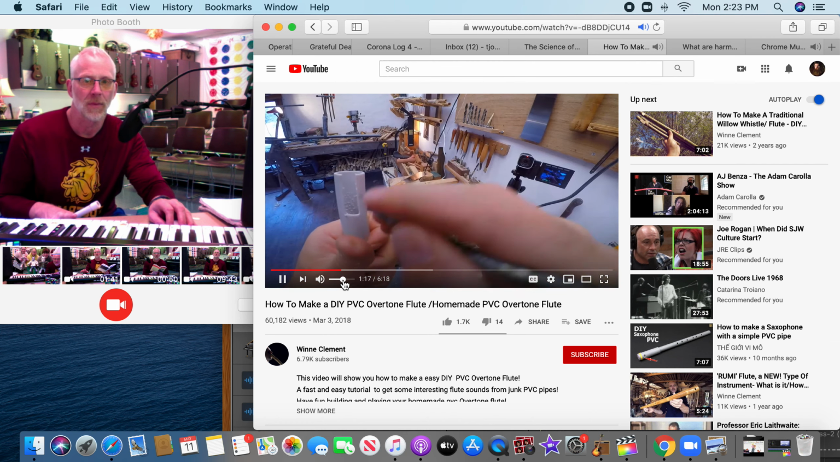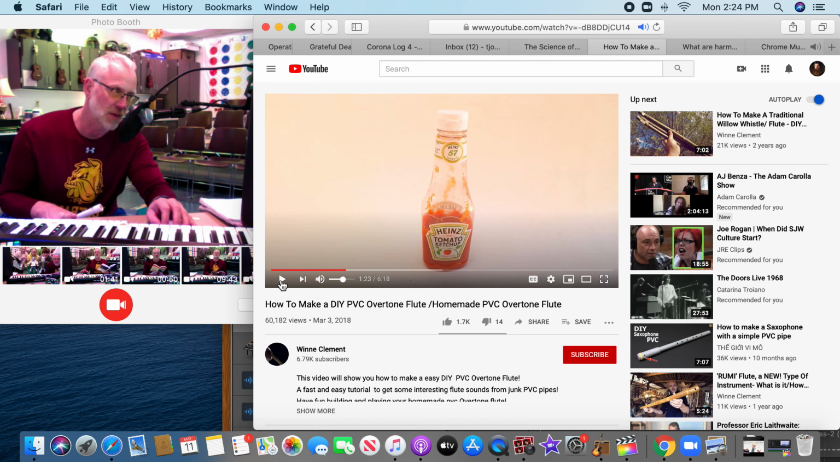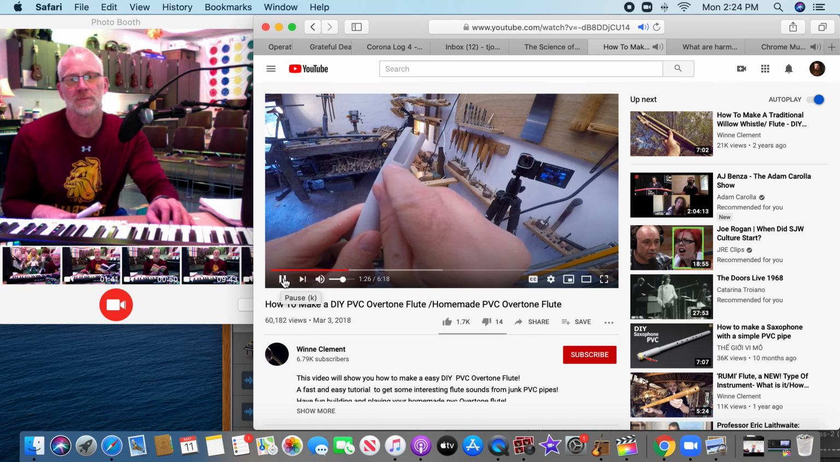Excess material. Please be very careful when cutting PVC pipes with a knife. PVC can react very awkward. Now we have to sharpen this part to make the fipple.